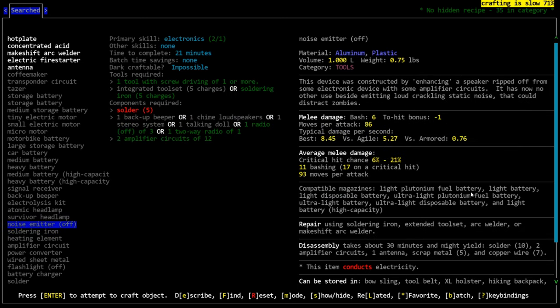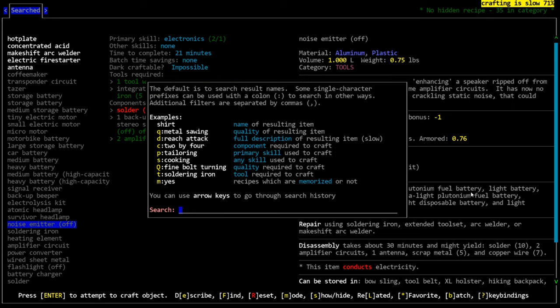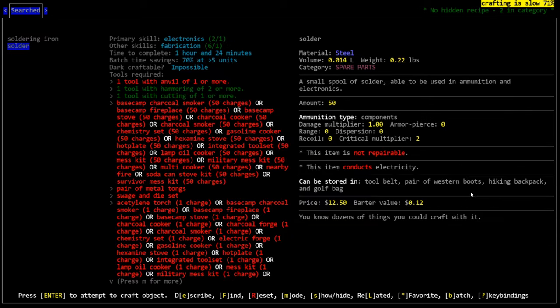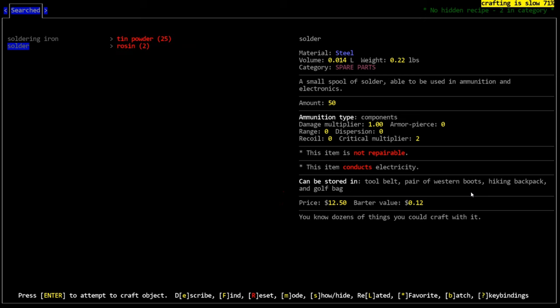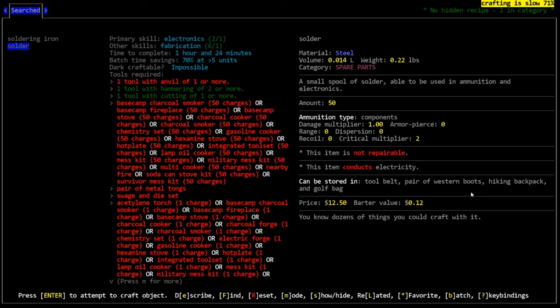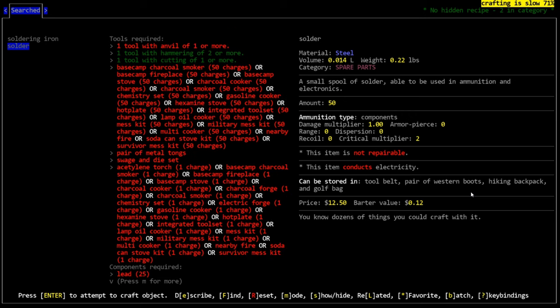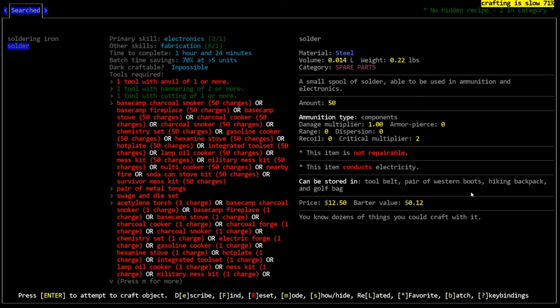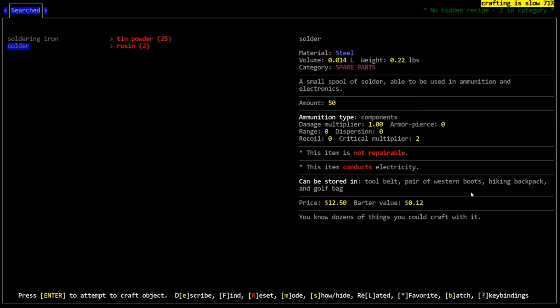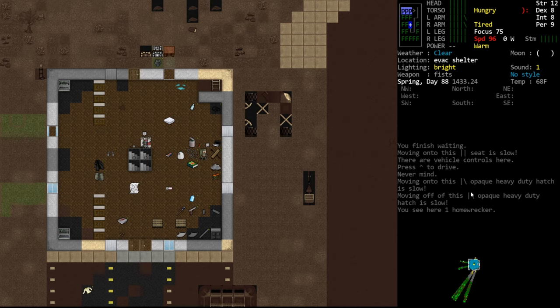You can make solder, if I remember right. No, don't favorite a noise emitter. That means nothing to me. You can make solder, if I recall. The problem is, it's really hard to find tin. So if we scroll down here, lead, tin powder, and rosin. When I see resin spelled that way, I say rosin. I know apparently you're just supposed to say resin, but I always say rosin. It can be hard to find tin and lead, so it's not super viable for us to make our own solder.